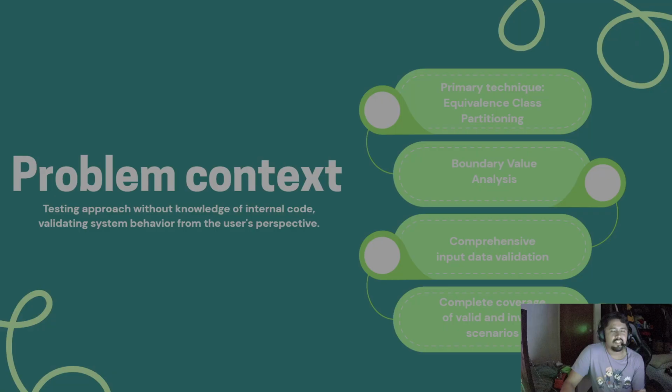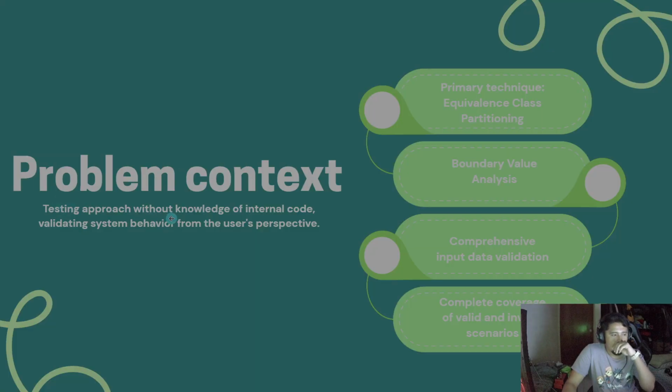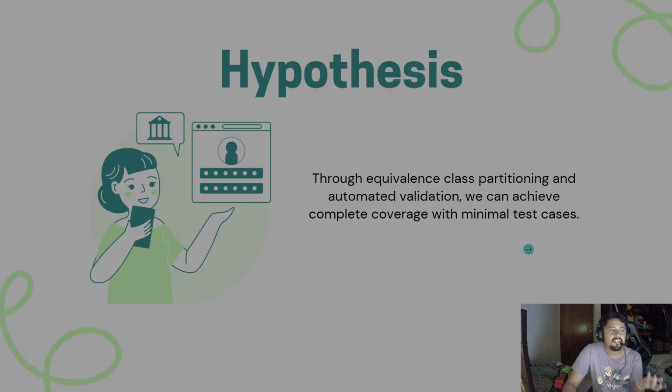The problem context: the technical challenge was validating the system behavior from the user's perspective without relying on internal code knowledge. We employed equivalent class partitioning as the primary technique. Our hypothesis was that by logically grouping input data into classes, we could drastically reduce the number of required tests while still guaranteeing complete coverage for both valid and invalid scenarios.